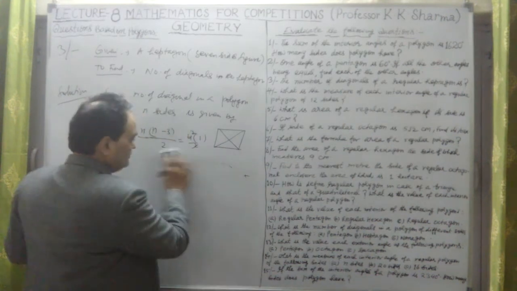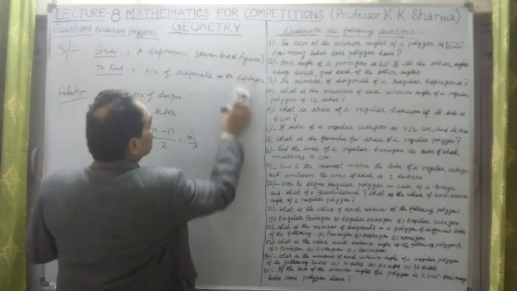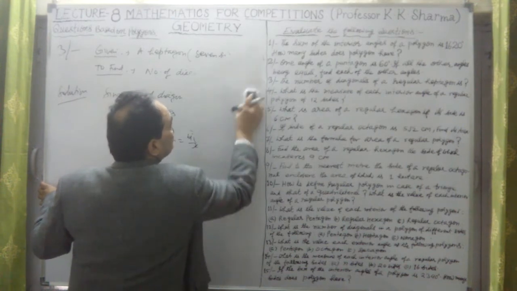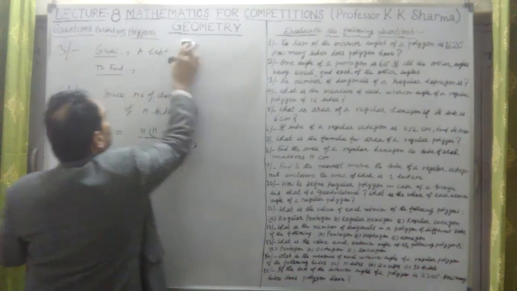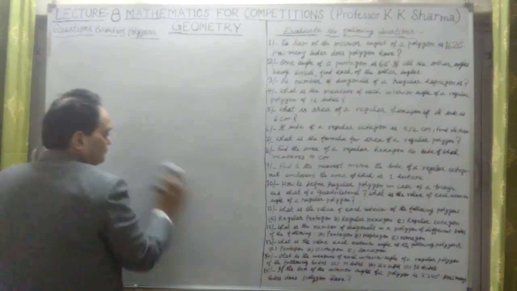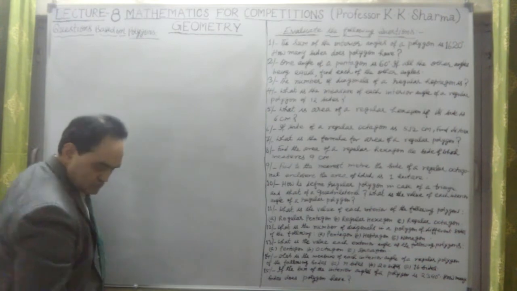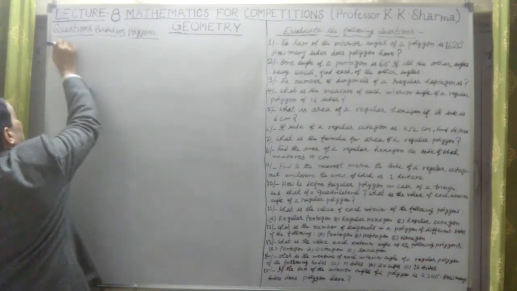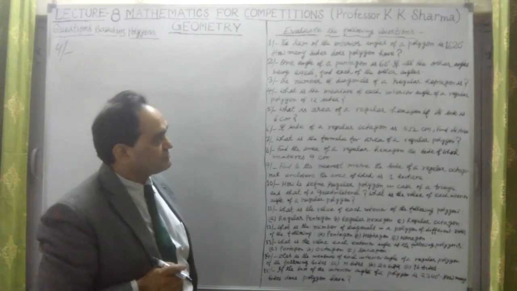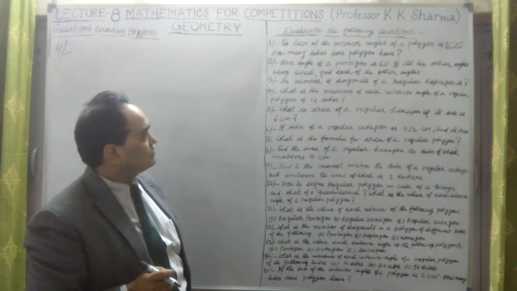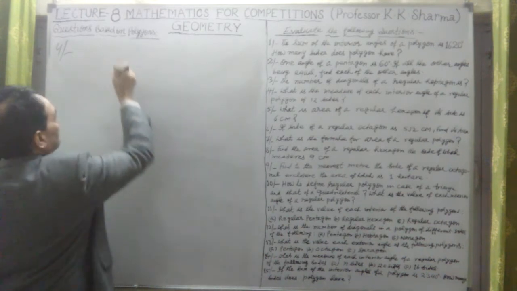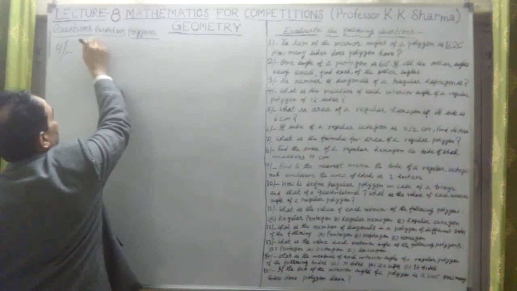Okay. Let me take the next question, question number 4. In case of a heptagon, the number of diagonals was 14. Now question number 4 says, what is the measure of each interior angle of a regular polygon of 12 sides?